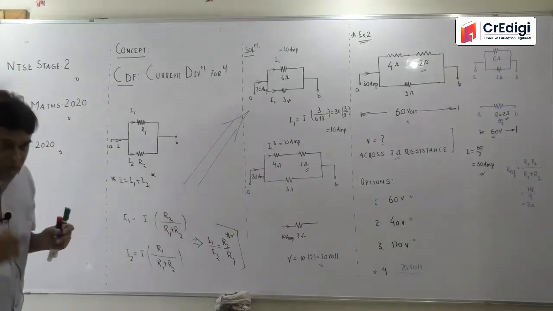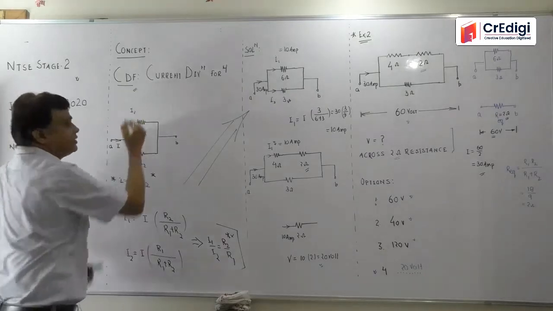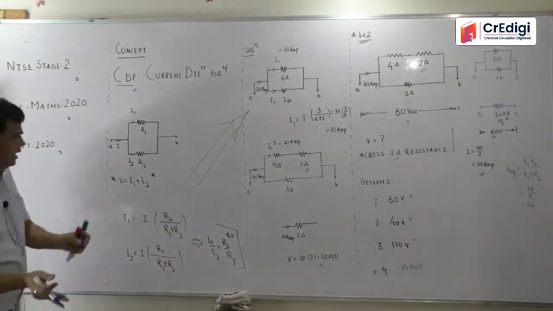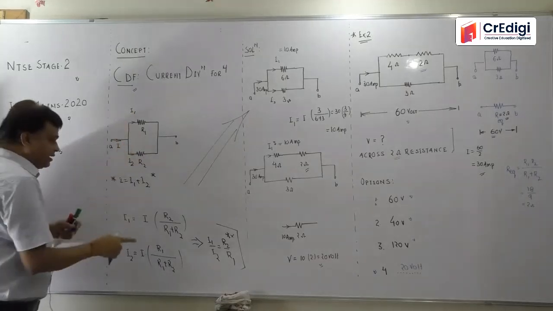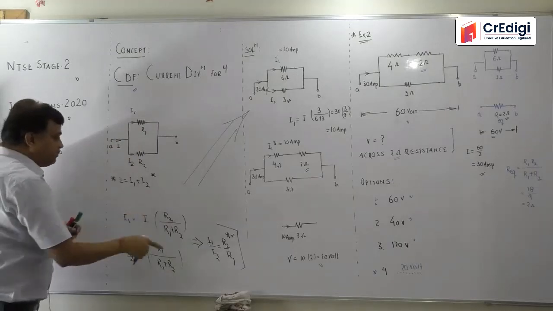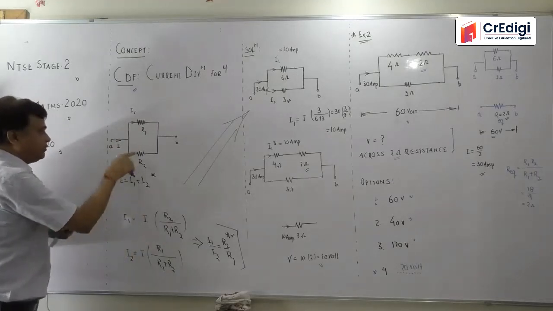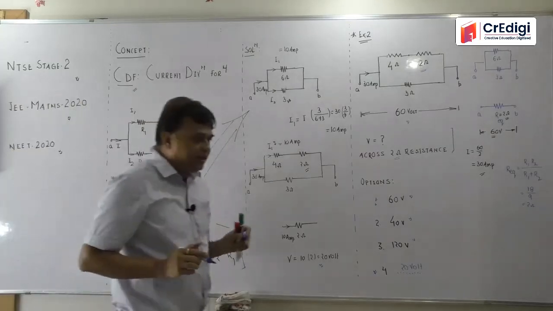So the new thing which you learnt is what? Current division formula, just a reciprocal way. I1 passes through R1, forget about it. Total is I, so I1 is R2 divided by R1 plus R2, and I2, forget R2, is R1 divided by R1 plus R2. So you can copy it quite easily now.